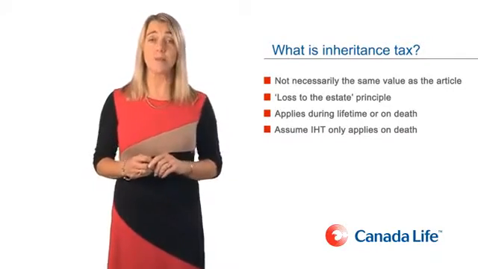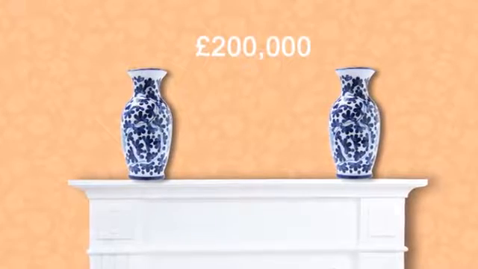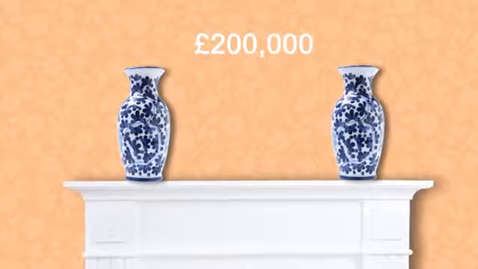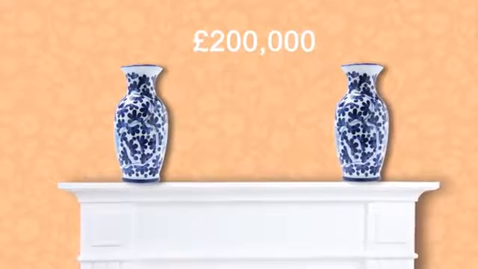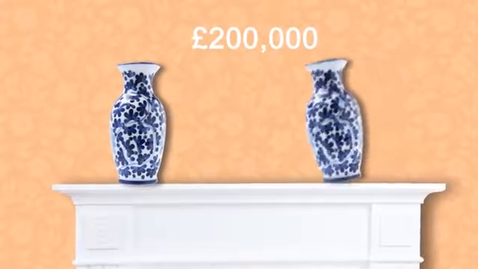Let's look at an example. I own a pair of vases, and as a pair they're valued at £200,000. I wish. If I'm dusting the mantelpiece one day and I accidentally knock one off and it smashes into 1,000 pieces, I now own just one vase. And as a single vase, it is valued at just £50,000.